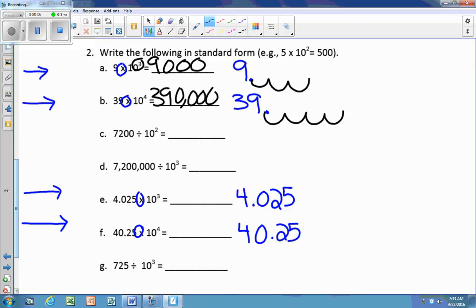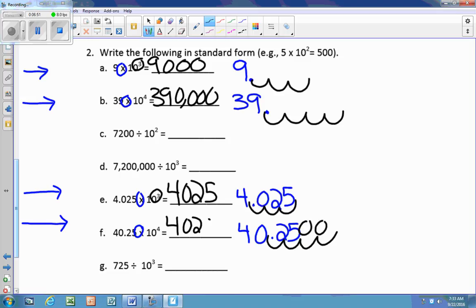I'm going to skip these two because I didn't mark them up yet. I'm going to continue on. It's to the third power, so I'm going to jump 1, 2, 3, and I'm going to write my new answer. And this time we have 4, and fill in my zeros, and I'm going to write my new answer.